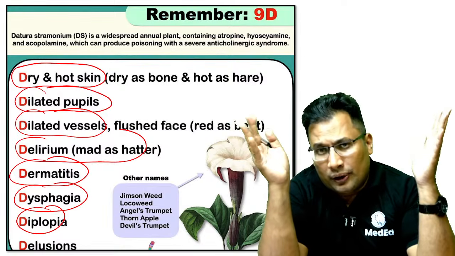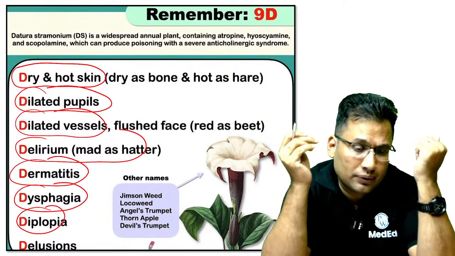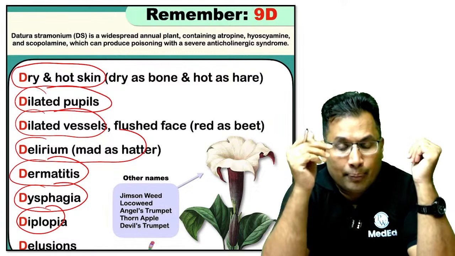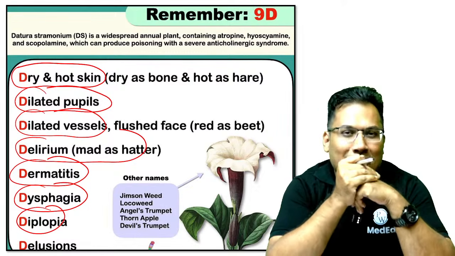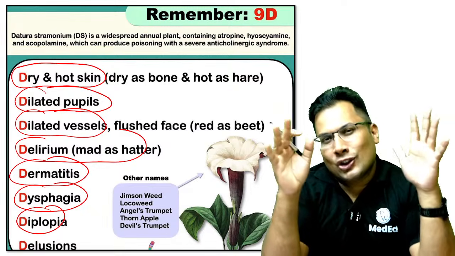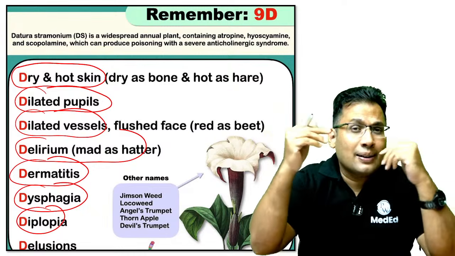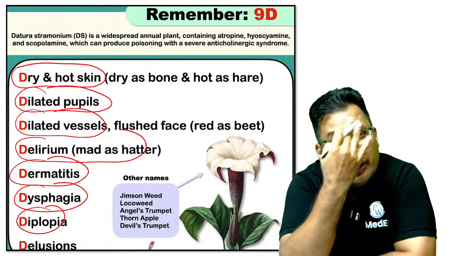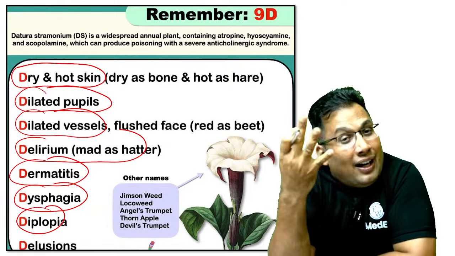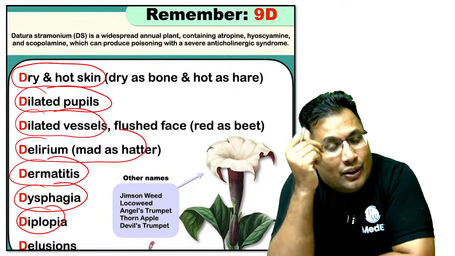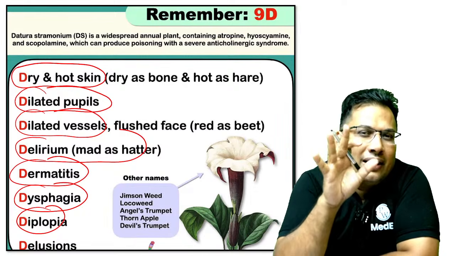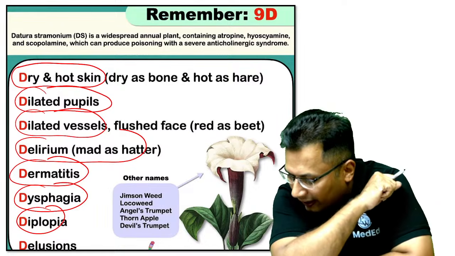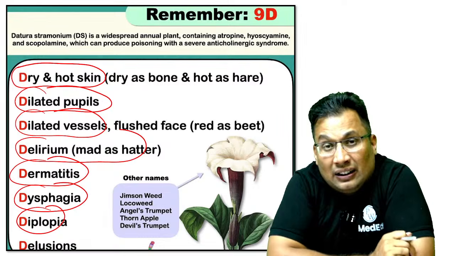Dry as a bone. Hot as a hare. Red as a beet. Mad as a hatter. A very interesting mnemonic. Okay, let's make a song, guys. Dry as a bone. Hot as a hare. Red as a beet. Mad as a hatter. A mnemonic especially to explain Datura poisoning. Drug of choice is physostigmine. I hope you are getting my point.